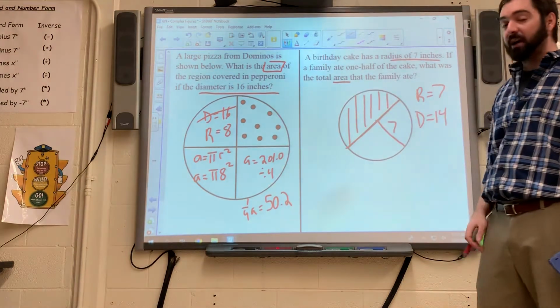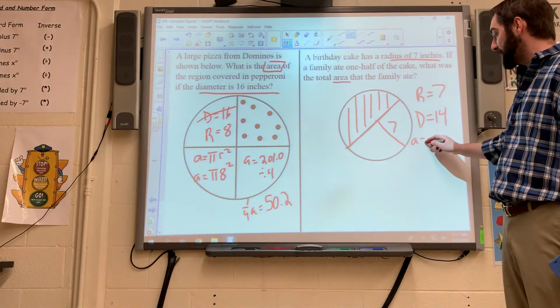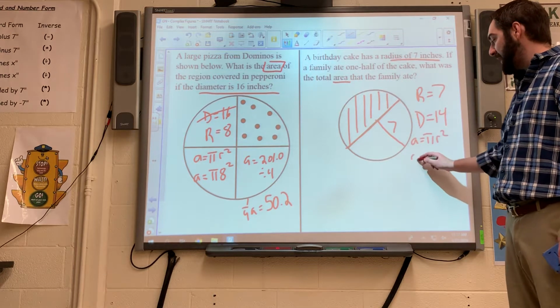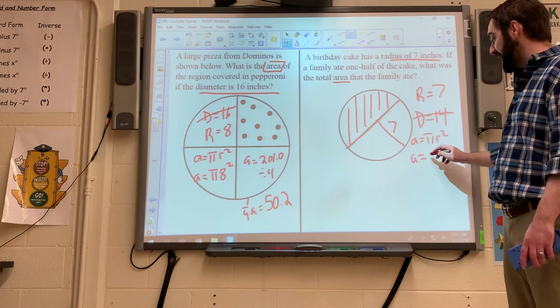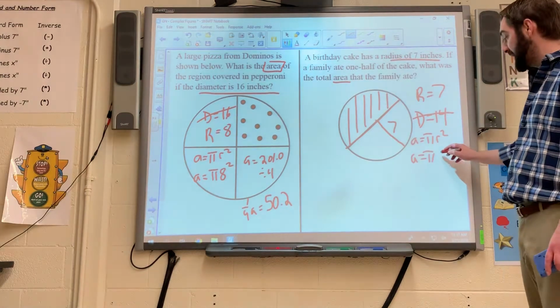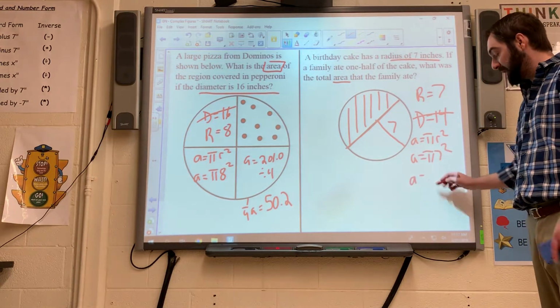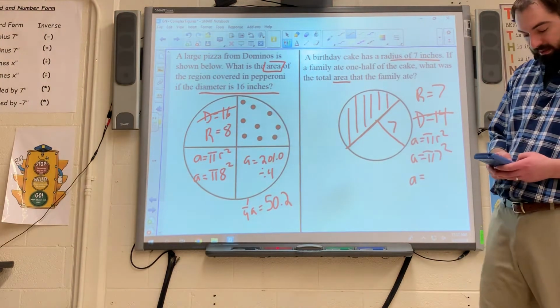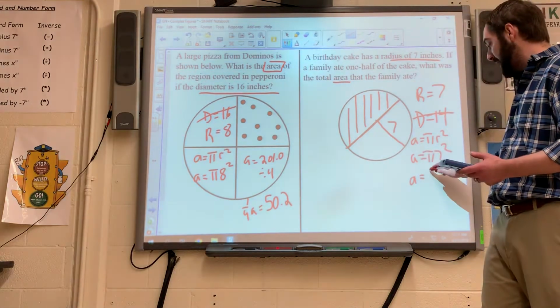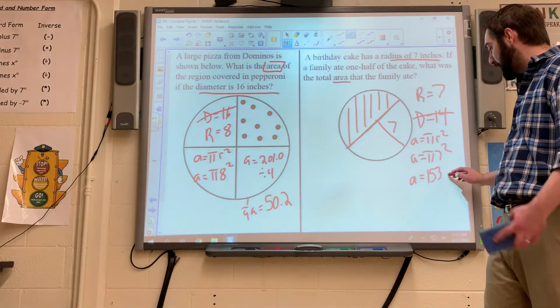Again, they said the word area, which makes this problem real easy. A equals pi radius squared. Again, I have my radius waiting for me, so I'm going to cross out that diameter so I don't accidentally plug it in. Pi 7 to the second power. Again, pick up a calculator. Pi 7 second power. That means the area of this cake was 153.9.